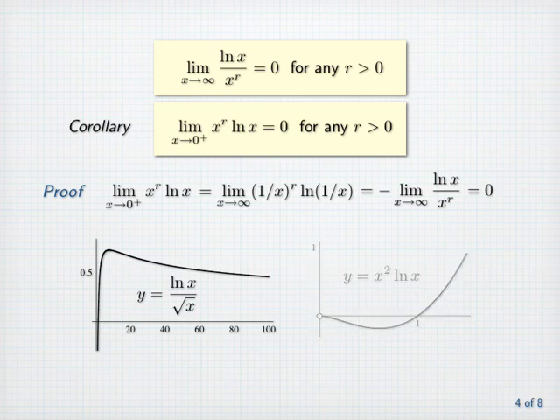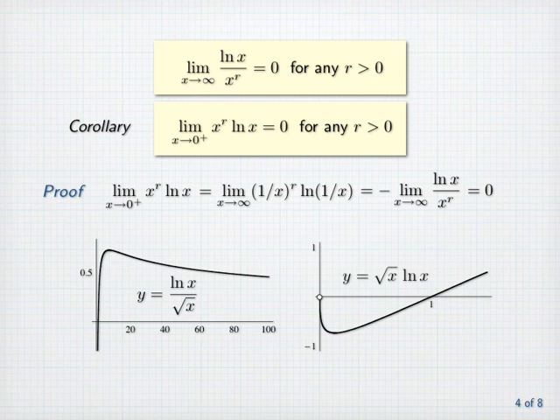Now here's the graph of y equals the square root of x times the natural log of x. This function also approaches 0 as x approaches 0 from the right, but so slowly that the slope approaches minus infinity.